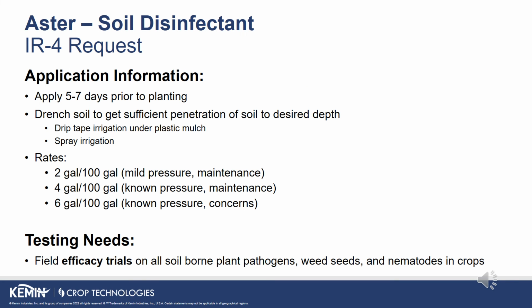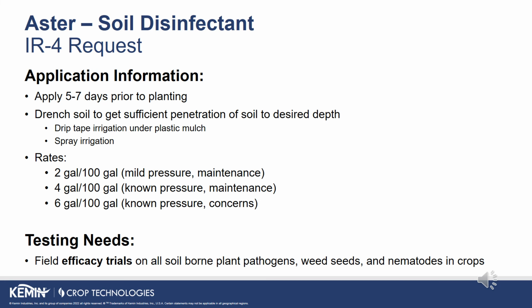Aster is a soil disinfectant. It's a new experimental product that we would like to request some evaluation by IR-4. It should be applied 5 to 7 days prior to planting. It should be drenched into the soil for sufficient penetration to the desired depth. Preferably drip tape irrigation under plastic mulch is how we originally designed this product. However, it may also be amenable to spray irrigation, assuming that the rates can be appropriately applied.